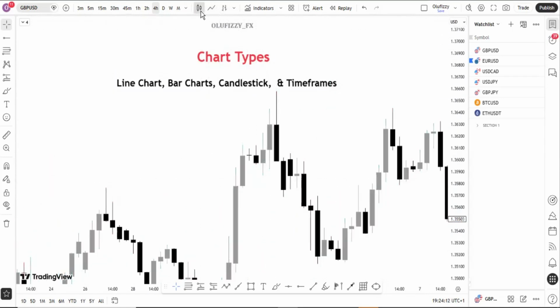Why is the candlestick much better than the bar chart? It gives us a clear price action.